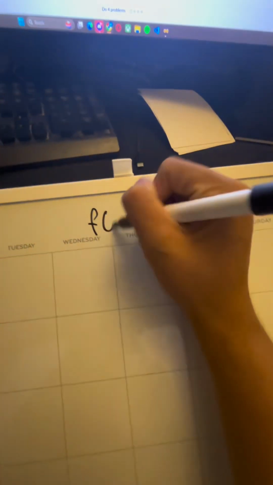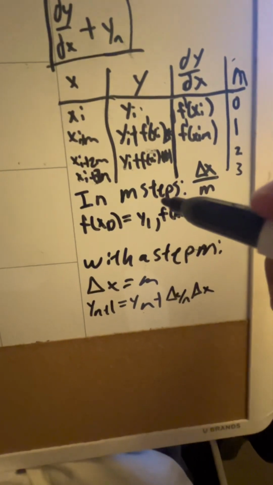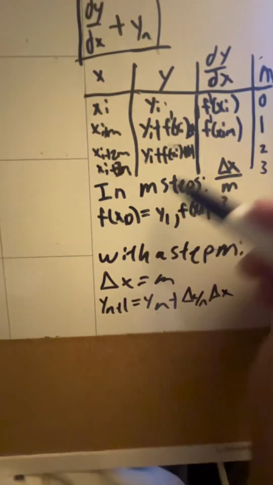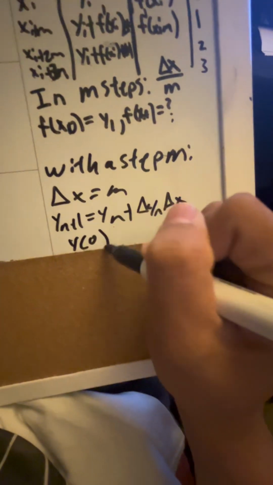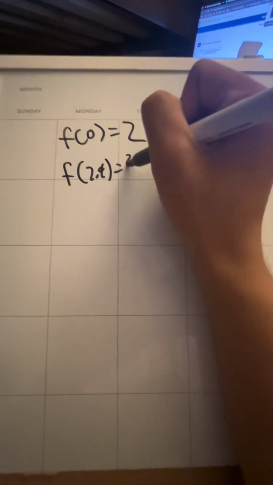So in this problem, we need to find an approximation of f of 2.4 given 2 steps of equal size. Usually this definition is used when you're only given y of a function, and this definition is used when f of 0 is given, or f of 1 or whatever. In this case, f of 0 equals 2, so we're going to use that definition. That means that steps equal change in x over m equals 2. That's the steps of equal size.